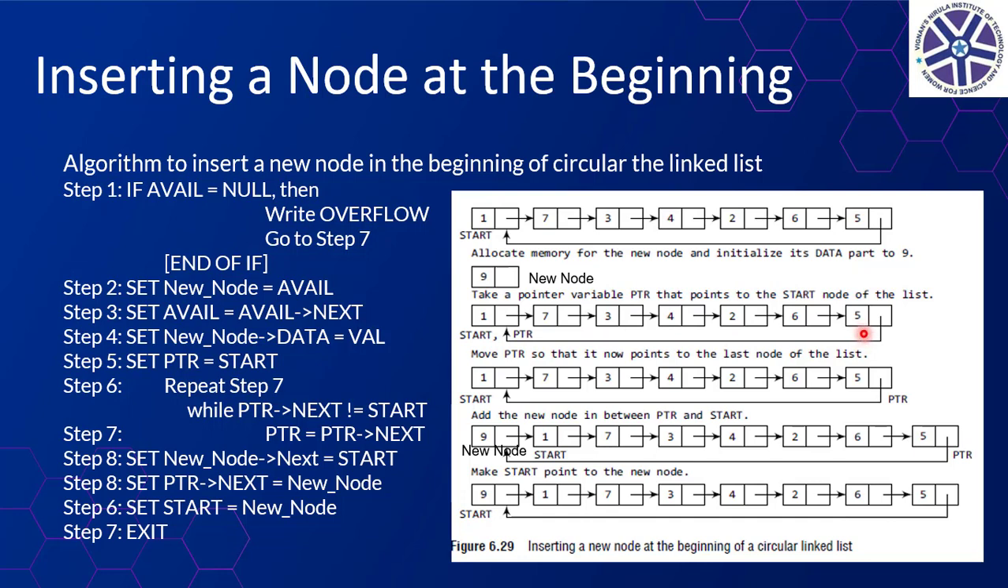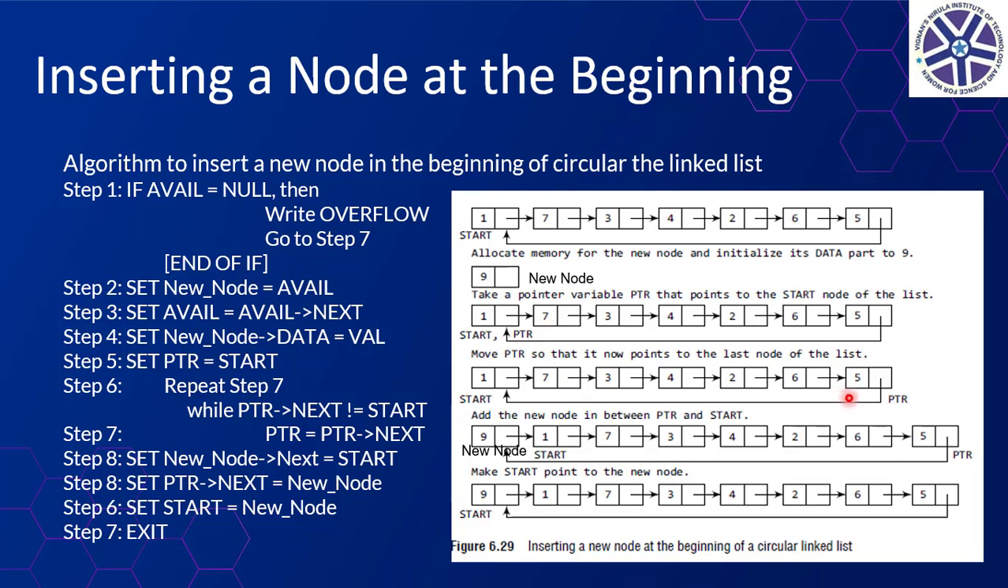So what is this node? This is the last node, so we are going to advance this PTR: while PTR to next not equals to start, PTR equals PTR to next. Here this node's next is actually start. That's why PTR stops here, because if PTR is here, PTR to next is equal to start. So it stops here, and now we are at step 8.